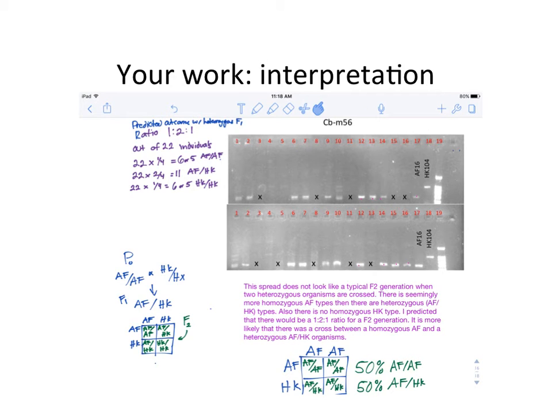This does not look like a typical F2 generation when two heterozygous organisms are crossed. Look at this. Actually proposed, I suspect that these data actually came from this type of a cross. Blows me away. So thank you to the student that turned this in. This was really inspiring to see.